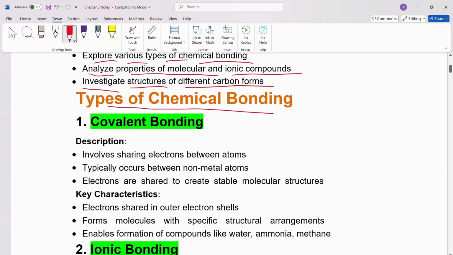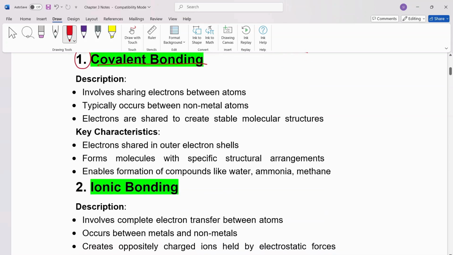Types of chemical bonding. First we have covalent bonding. So its description is it involves sharing electrons between two atoms. Typically occurs between non-metal atoms. Electrons are shared to create a stable molecular structure. Very important from an examination point of view.